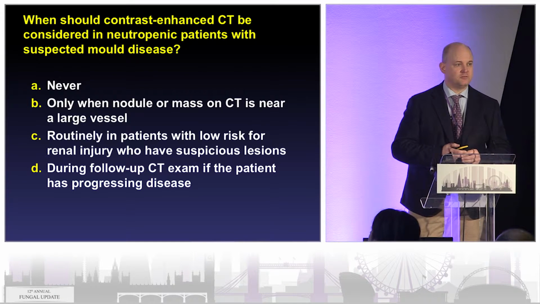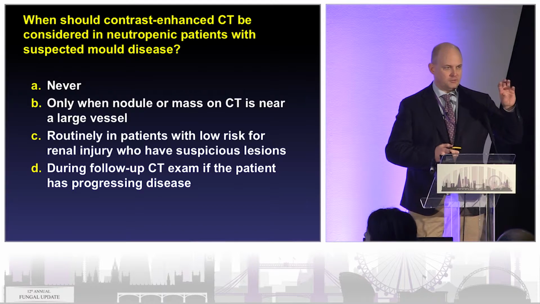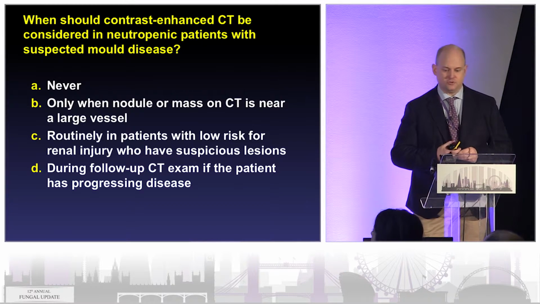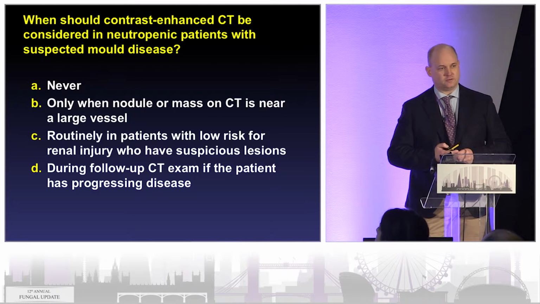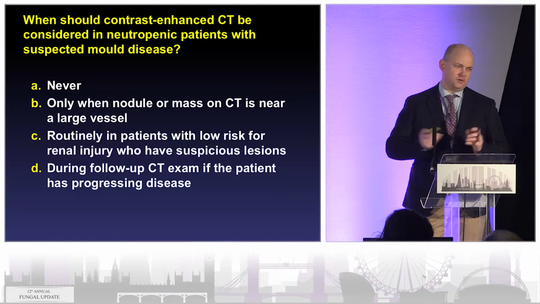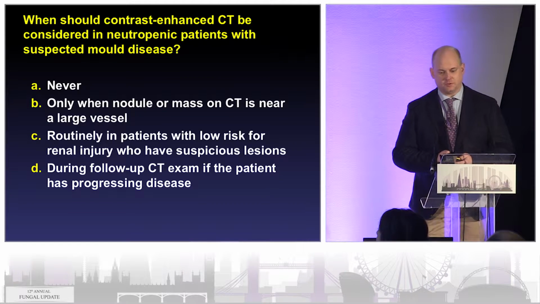You don't want to take the risk of acute renal injury. Only when a nodule is initially visualized near a large vessel, there could be risk of hemorrhage. Do you consider it routinely in patients who are at low risk for renal injury and who have suspicious lesions? Or maybe only during follow-up if the patient seems to have progressive disease. So let's vote on this.